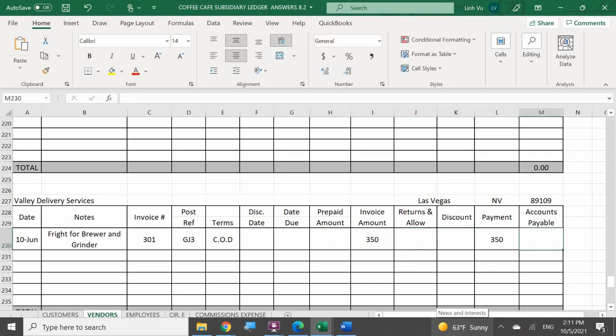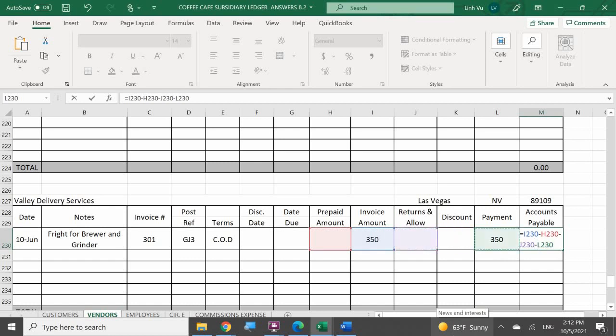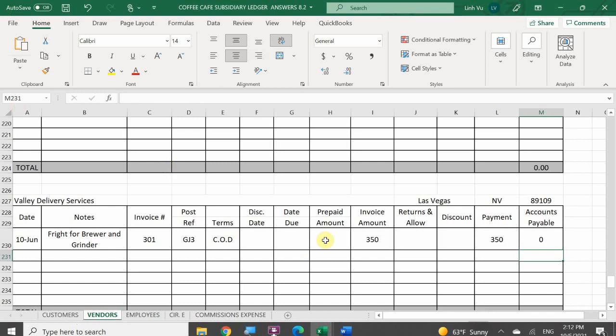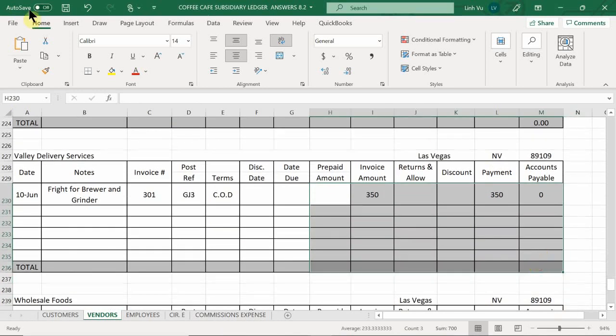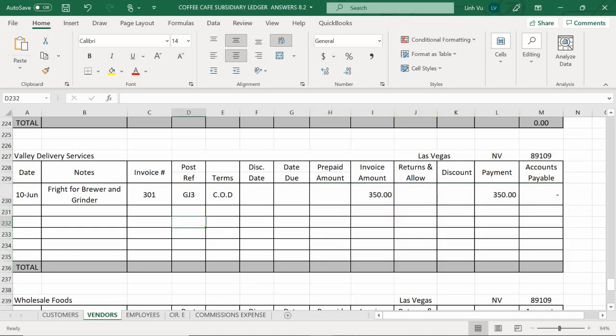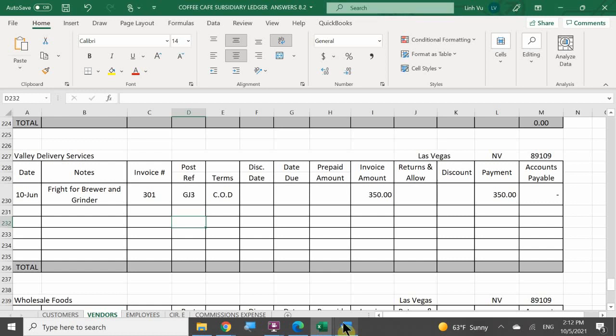And did we pay it? Yes, we did. So therefore, if you do the formula, your invoice amount minus prepaid minus returns minus discounts minus payments, you should owe $0 to Valley Delivery Services. Okay, there you go. Yes, we did it.